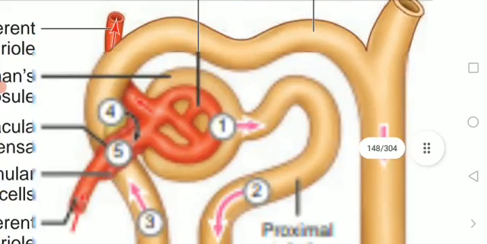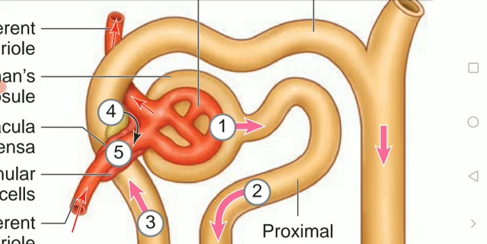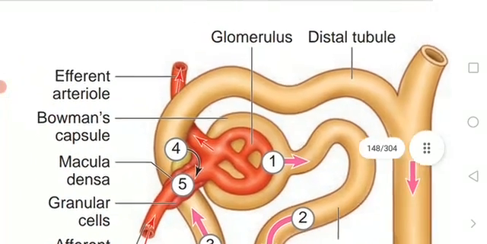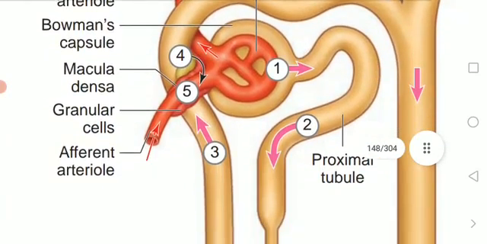And capsular hydrostatic pressure is 15 mm Hg. So here, as I told you, there are two opposing pressures which come from the Bowman capsule. One is the colloidal osmotic pressure, which is 30 mm Hg, whereas the capsular hydrostatic pressure is 15 mm Hg. Just add these two pressures, 30 plus 15, that is 45.